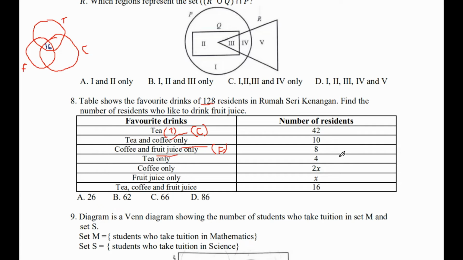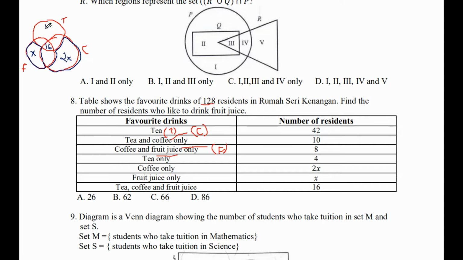Fruit juice only, I have X. Fruit juice only is this part. This is X. Because for this part, this will be those who like fruit juice and tea. For this part, it will be those who like fruit juice and coffee. And the center one will be those who like fruit juice, tea, and coffee. So fruit juice only will be this part. And then continue, coffee only, 2X. So coffee only will be here. Those who only like to drink coffee, 2X.